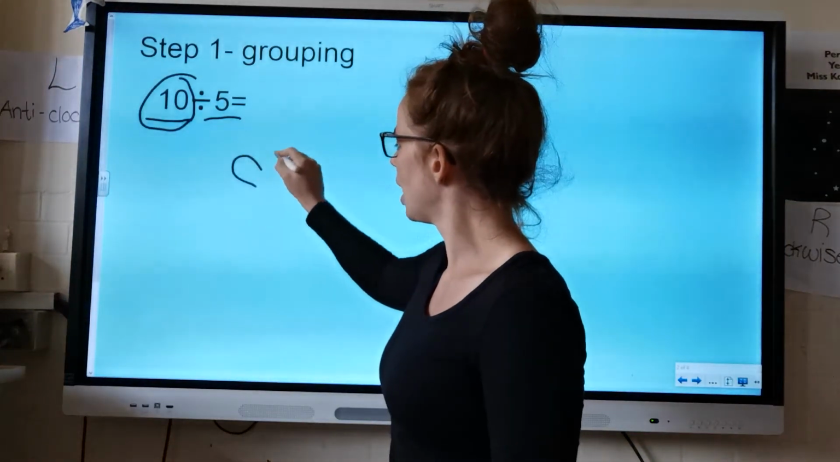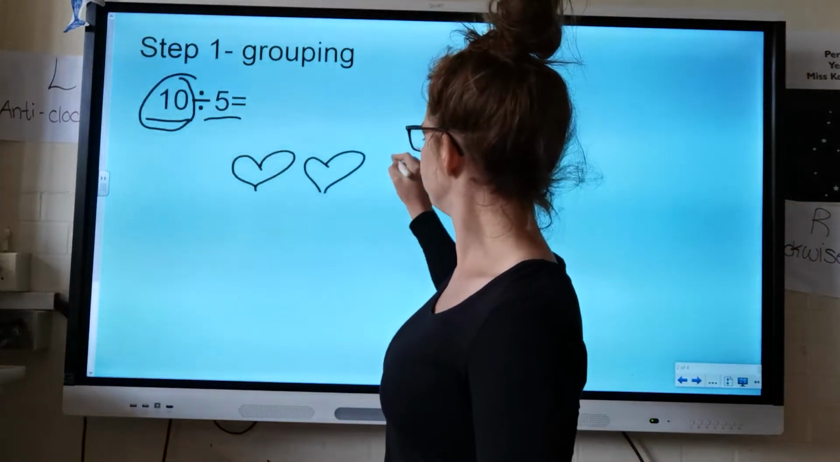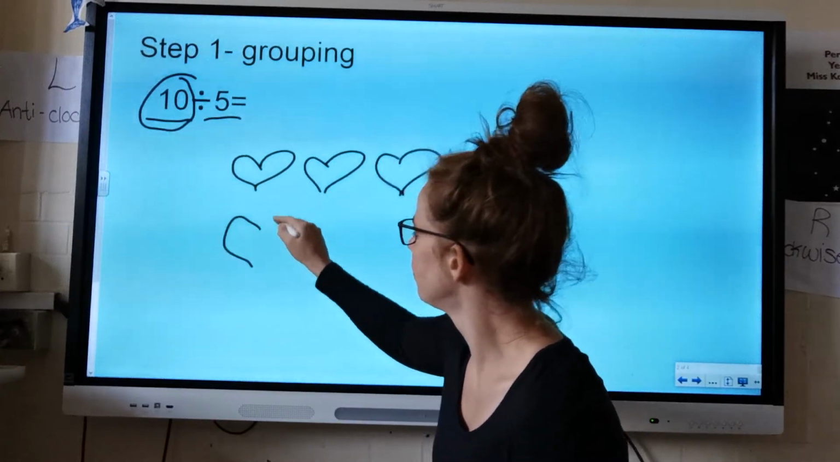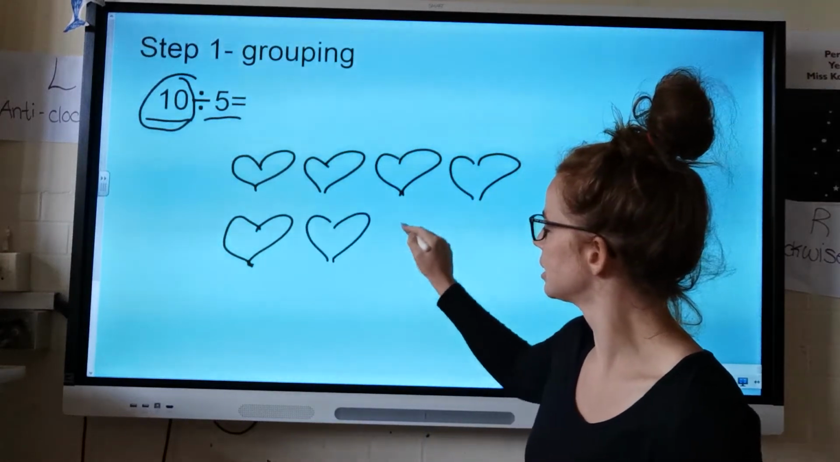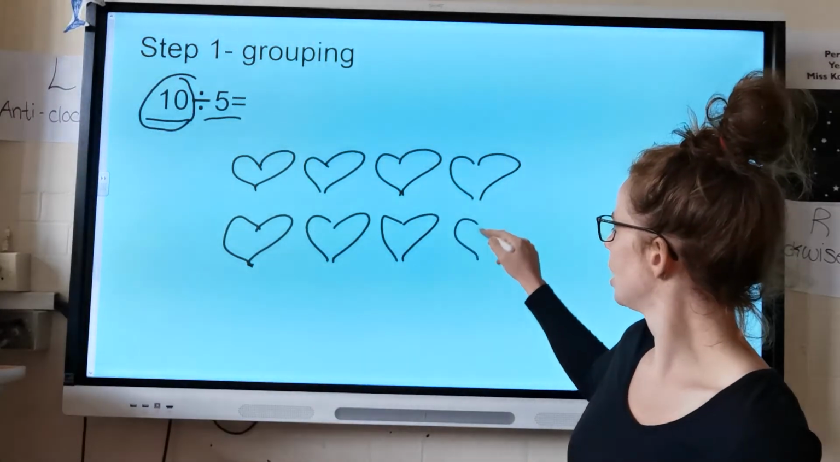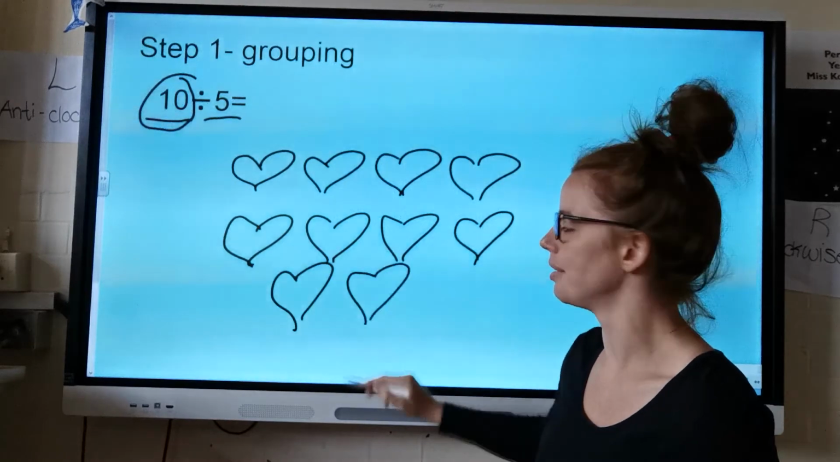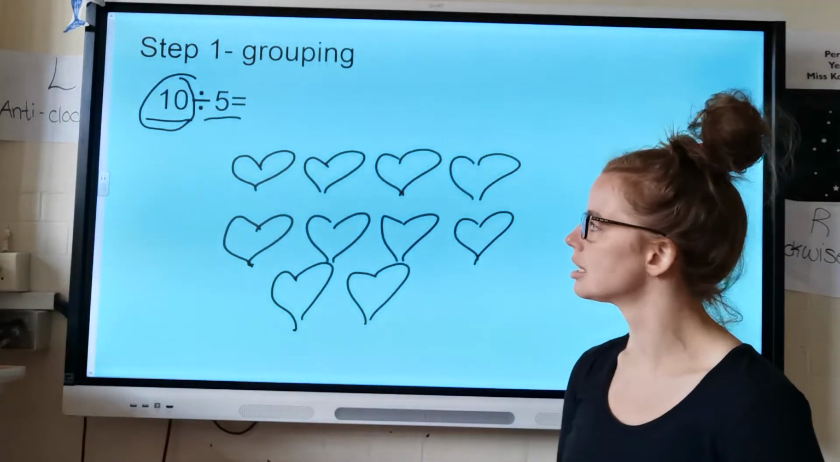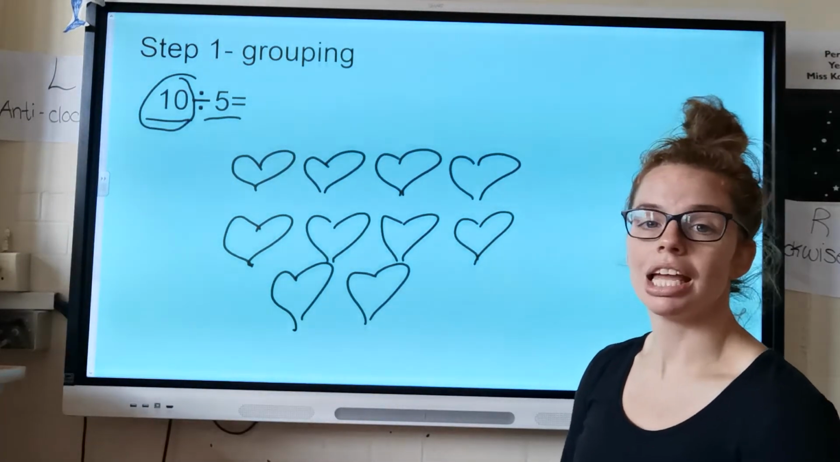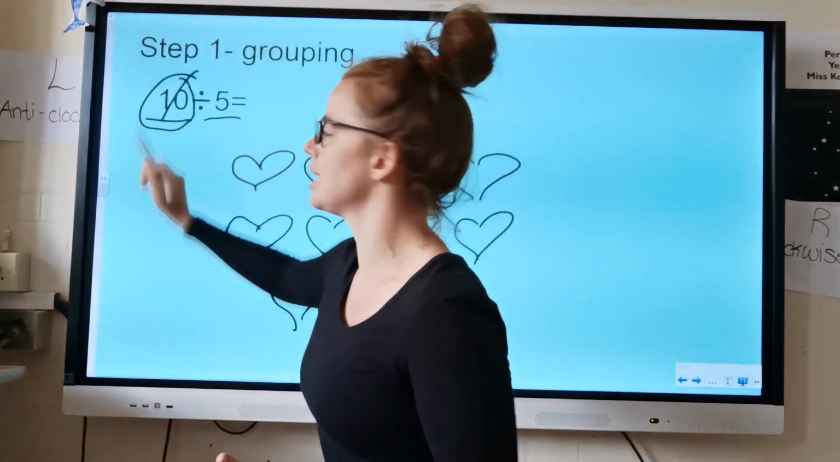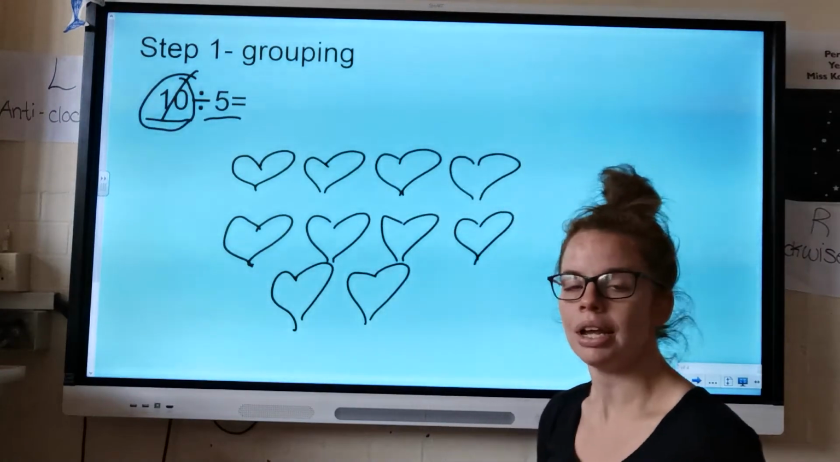So 1, 2, 3, 4, 5, 6, 7, 8, 9, 10. I've done my 10 hearts, and now if your child is having trouble grasping what number to use, they can cross it out. They've done 10 hearts, so they can cross out the 10.